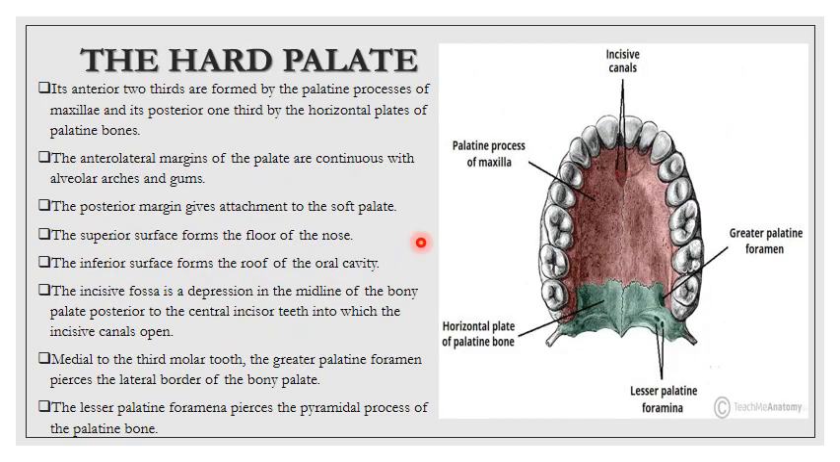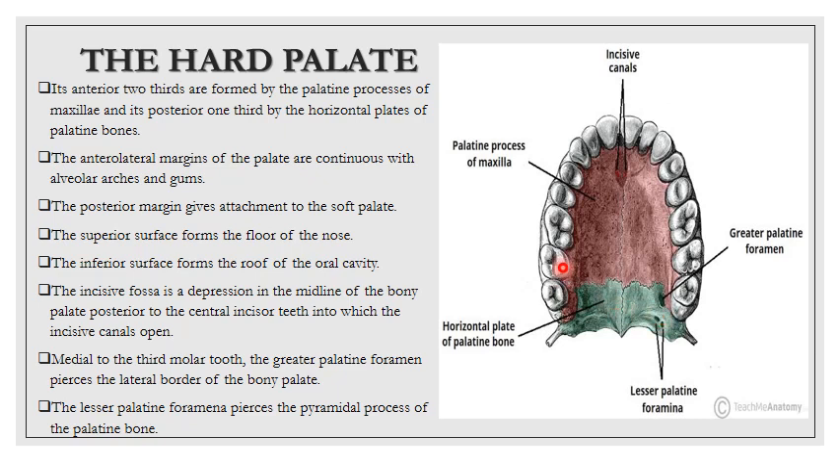The hard palate. Its anterior 2/3 are formed by the palatine process of the maxilla, and its posterior 1/3 by the horizontal plates of palatine bones. Here in this diagram you can see its anterior 2/3 is formed by the palatine process of the maxilla, and its posterior 1/3 is formed by the horizontal plates of palatine bones.